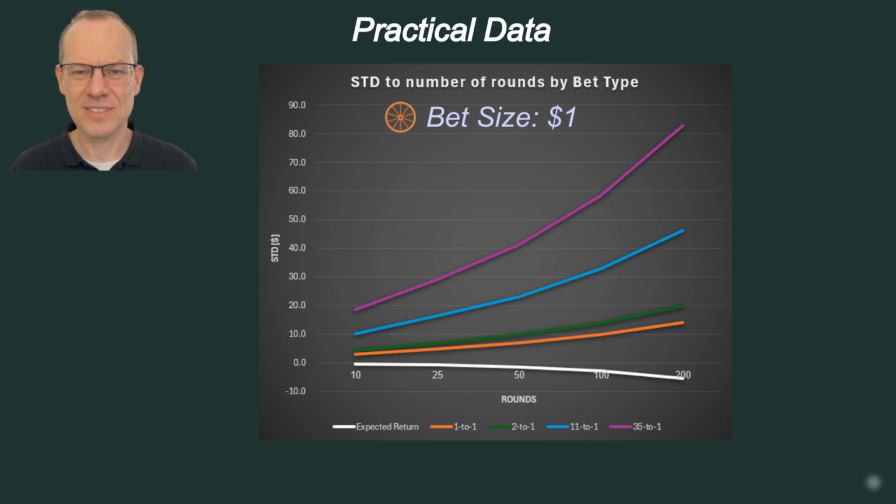A word of caution, the 35 to 1 and 11 to 1 bet types don't distribute normally in small amounts of rounds, so the standard deviations are an approximation in those cases.